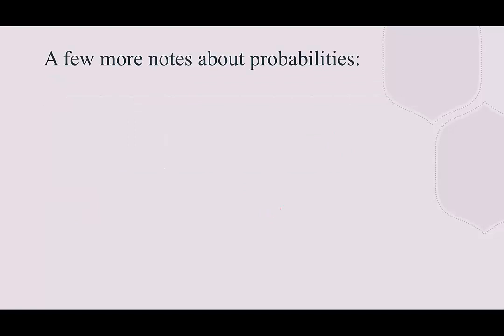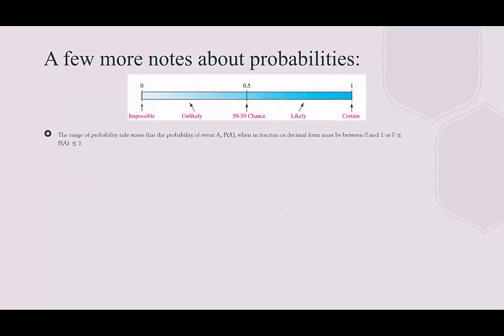Just a few more things about probability, and then I'll wrap this video up, I promise. Going back to my beautiful picture, the range of probability states that the probability of whatever event, when in fraction or decimal form, must be between 0 and 1, right? It's impossible or it's certain. We can't go over 100% with probability. Like, there's not a 110% chance that you're going to win the lottery. Actually, that'd be way closer to 0. Maybe you have a negative chance. No, that's also not possible.